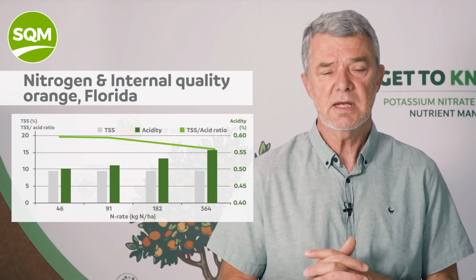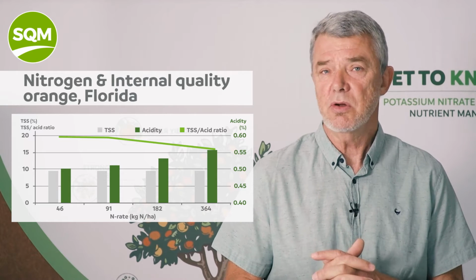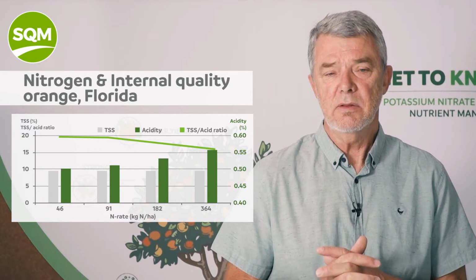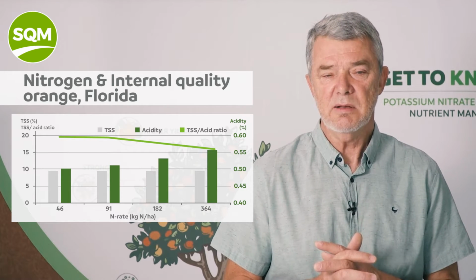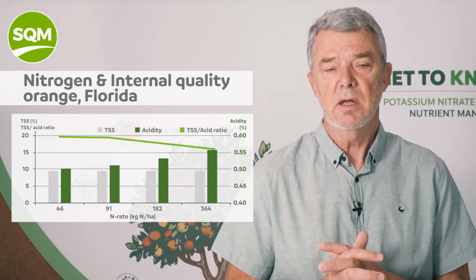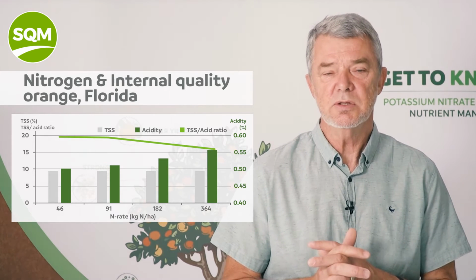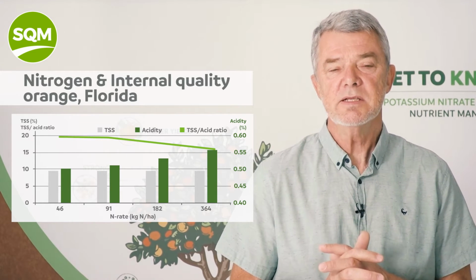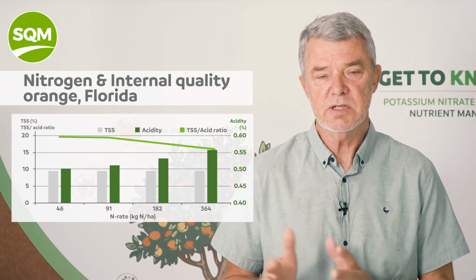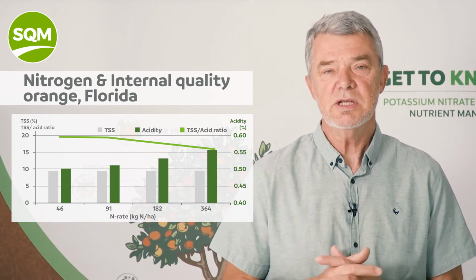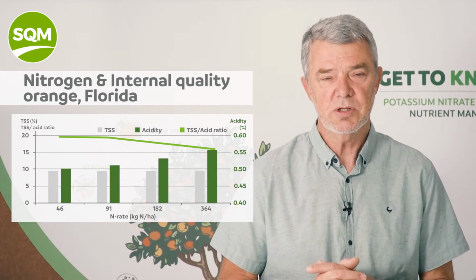And I've shown you one graph here, the sugar to acid ratio, where you can see the nitrogen rate on the x-axis, and you can see the sugar and the sugar to acid ratio on the y-axis, and the dark bars is the acidity, and the light bars are the sugar content, and the line is the sugar to acid ratio. And it's important to see that the sugar stays the same if you increase the nitrogen, but the acidity increases dramatically if you increase the nitrogen too much, and it negatively affects your sugar to acid ratio.